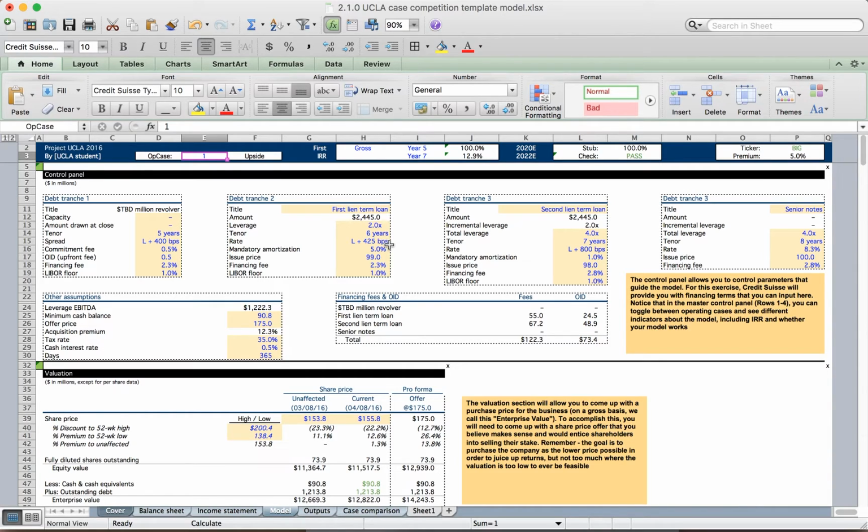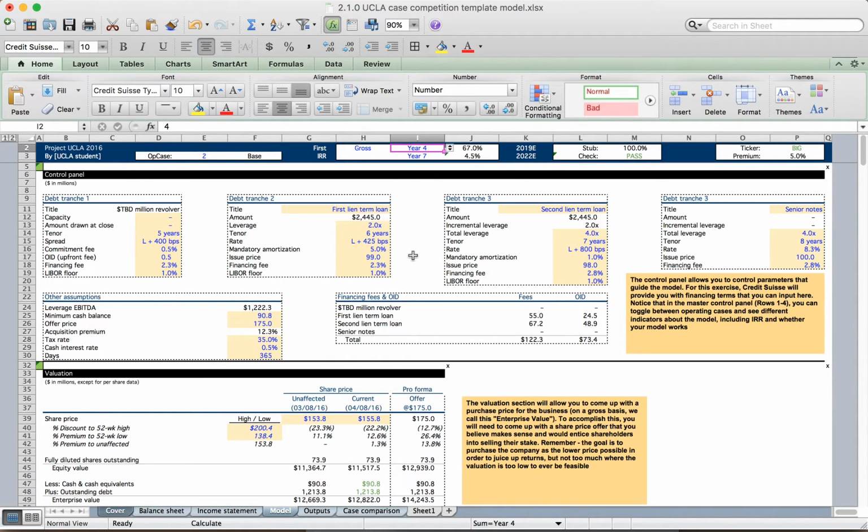So we've got operating cases 1 through 3, 1 being your upside, 2 being your base case, and 3 being your downside. And as you can see, as I'm changing these, my IRR over here on the right is changing. And Julian's included these very helpful tabs here to see which year we're accounting for the IRR in.